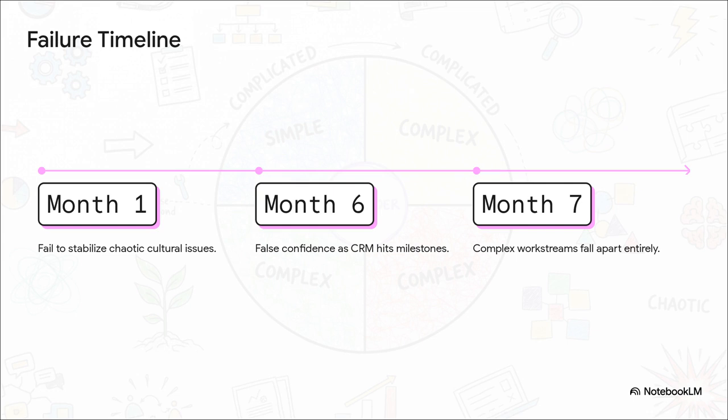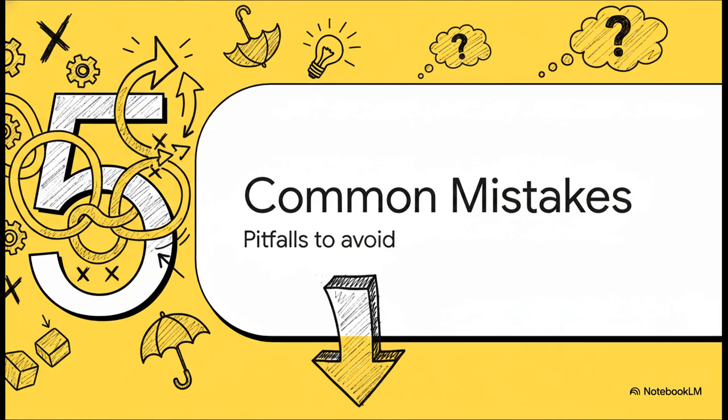The complex work streams, the product fit, and the human culture, they fall completely apart. Why? Because they were never actually on a predictable trajectory to begin with. Misclassification creates a schedule that reality simply will not honor. Which brings us to Section 5, Common Cynefin Mistakes, the pitfalls to avoid.